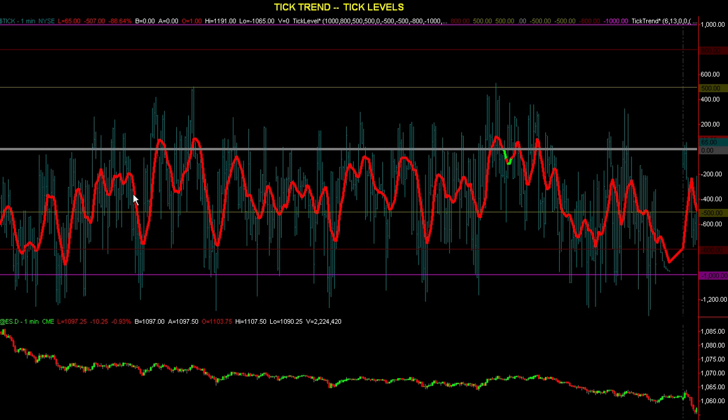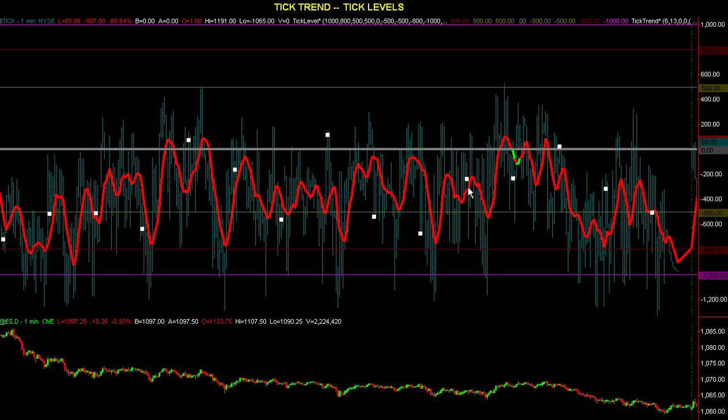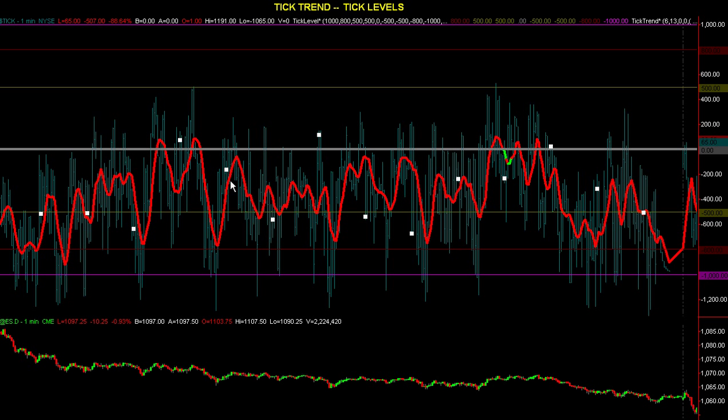And I also like to see what the tick trend is doing. Is it making higher highs, higher lows, etc., or is it just going sideways, consolidating as it was here? Is it moving strongly up from, let's say, 800 all the way up to 1,000? So that's what I like to look for in the tick trend. And the tick levels are merely reference points, reference points so I can have context. I'll give you an example of what I mean by that.